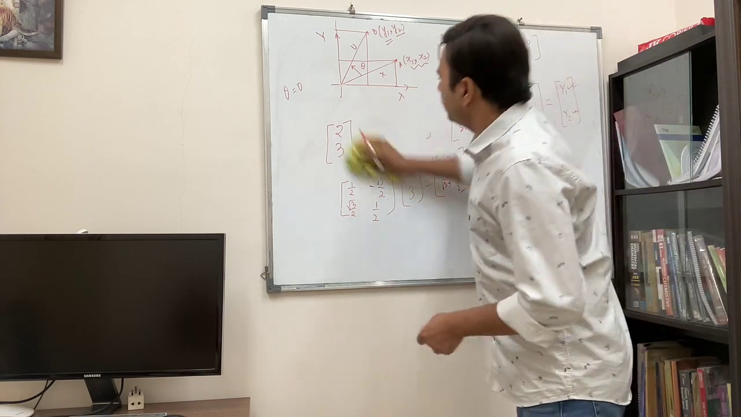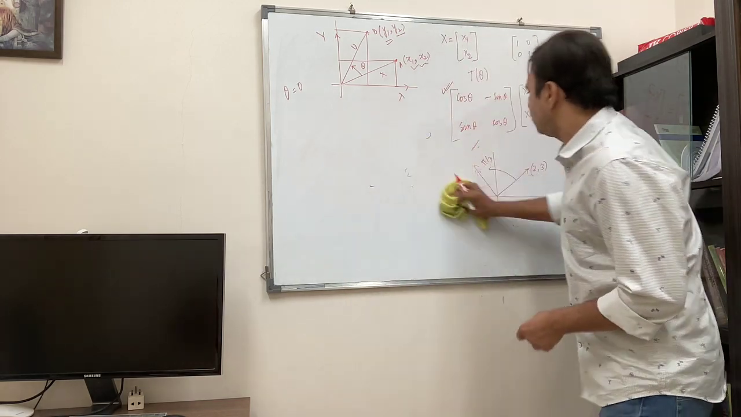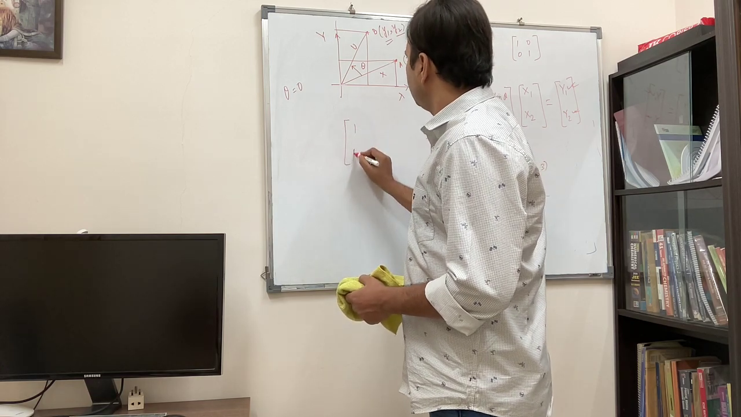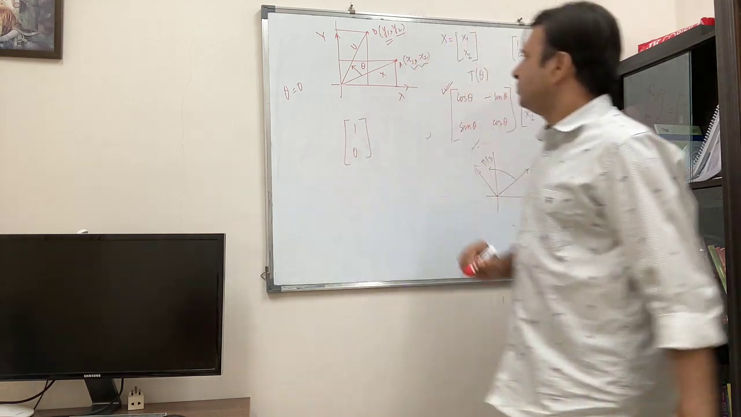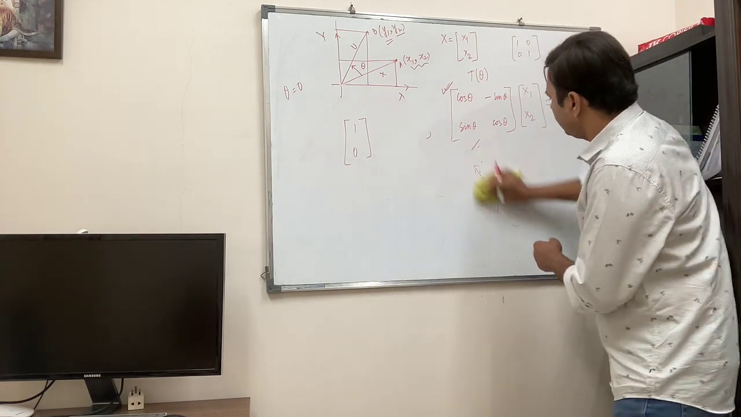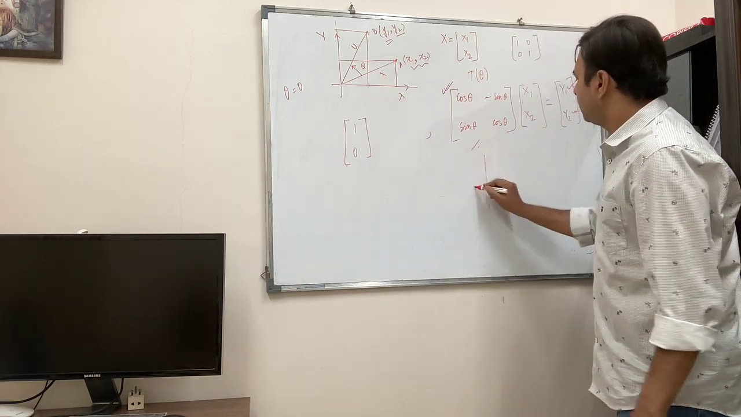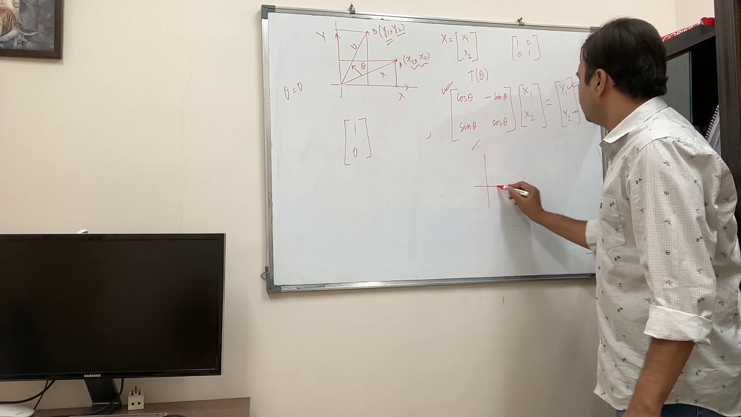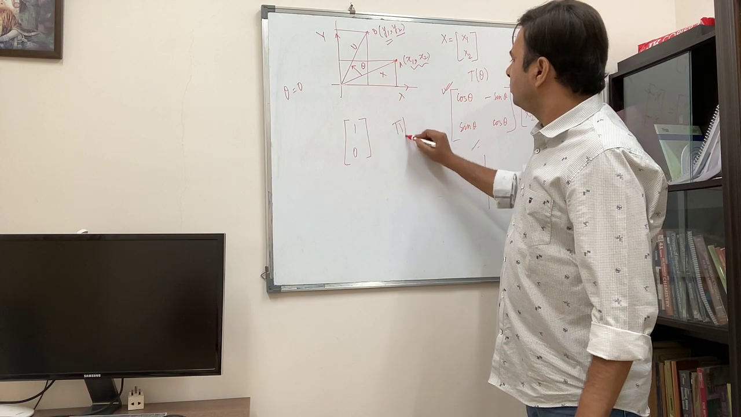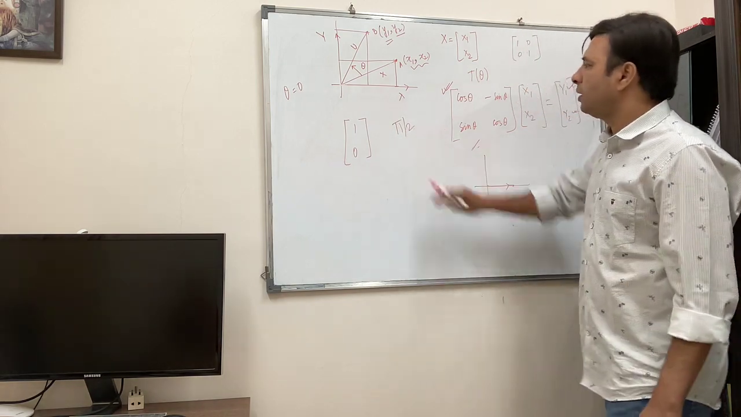So okay, let's try something more easy, which is easy to see. What is this vector? 1, 0. So 1, 0 is a vector. Where is that vector? That vector is 1 unit from the origin, right? So this one. What if I rotate it by pi by 2? What will happen? What is the new vector?